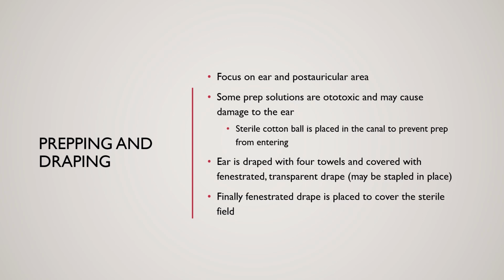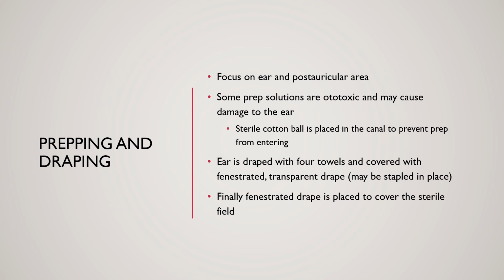All right, prepping and draping for these procedures. We are going to focus on the ear and the post-auricular area. However, the circulator will end up prepping the site extending out to the cheek, eye, temporal bone, and upper neck, depending on the procedure. Okay, if we are doing that extensive of a prep, we will normally use betadine. Some prep solutions are ototoxic and they can cause damage to the ear, so betadine is our safest bet.